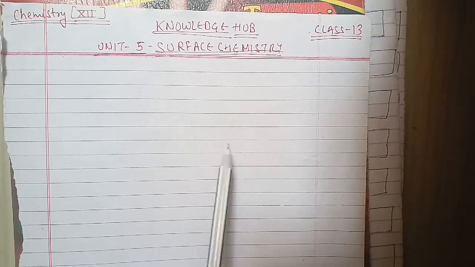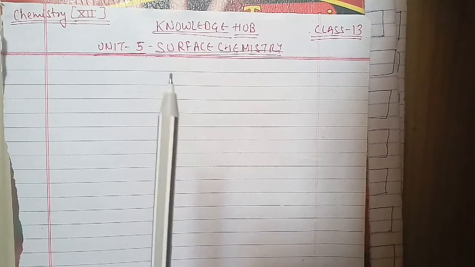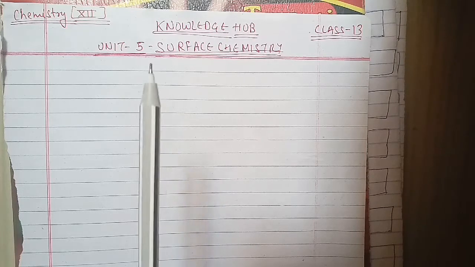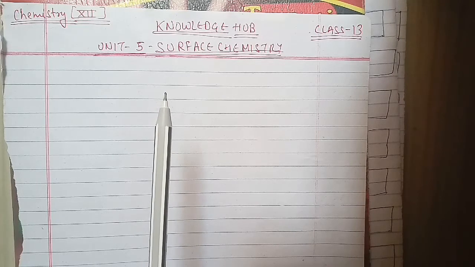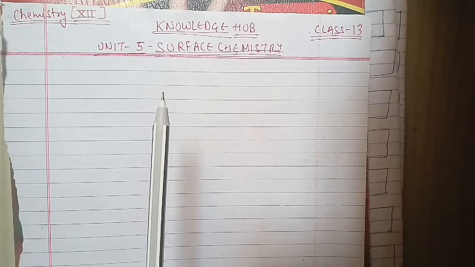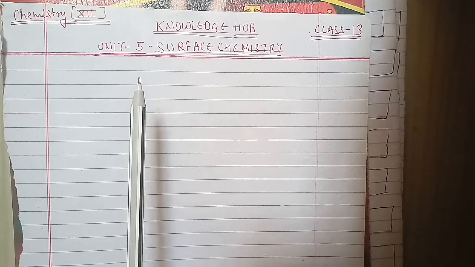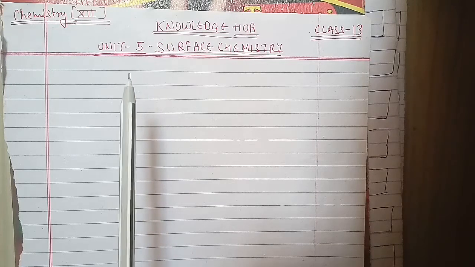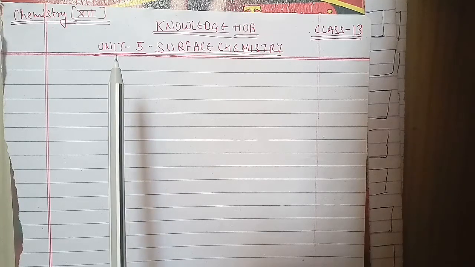In this unit you will be studying some important features of surface chemistry, such as adsorption, catalysis, and of course colloids, which include emulsions and gels. We'll first start by discussing adsorption, which is also an important one.